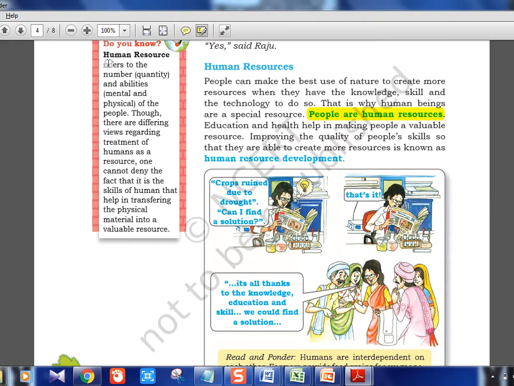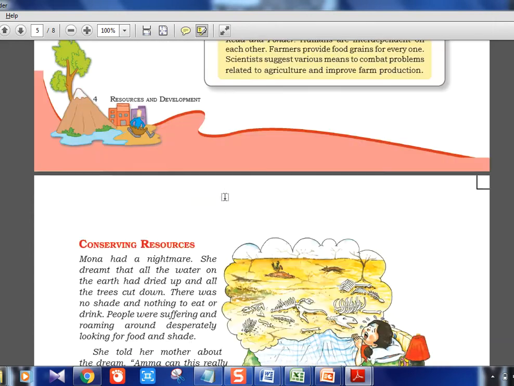Okay, here again they are defining the same thing. It deals with both mental and physical ability. Not just mental, it's mental and physical ability both. That's how skilling of humans and all, basic things only, whatever I told you.